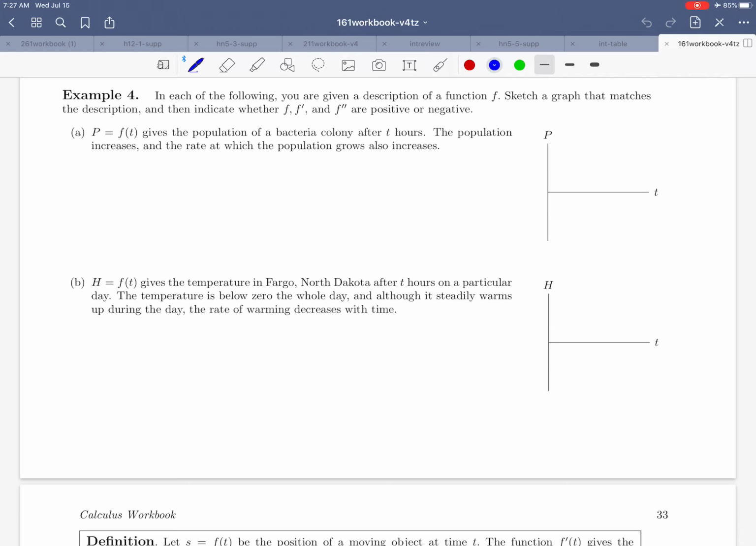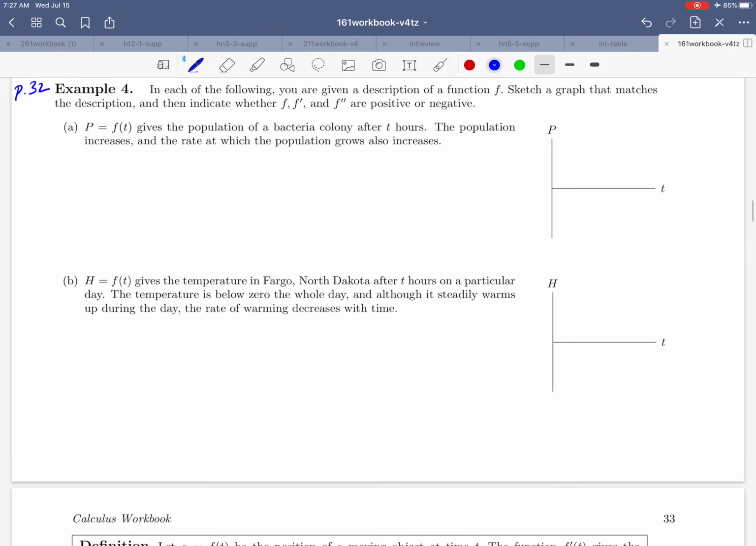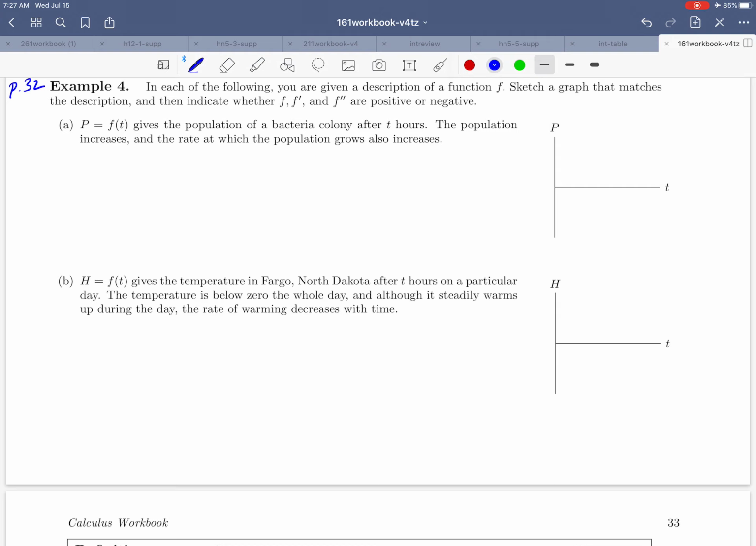Hello everybody, and welcome to example 4 on page 32 of the workbook. Now let's take a minute to read this question together here. So in each of the following, we're given a description of a function f, and they would like us to sketch a graph that matches the description, and then to indicate whether the function, its first derivative and its second derivative are positive or negative. That's the last part. Okay, so I'd like to talk our way through part A first here.